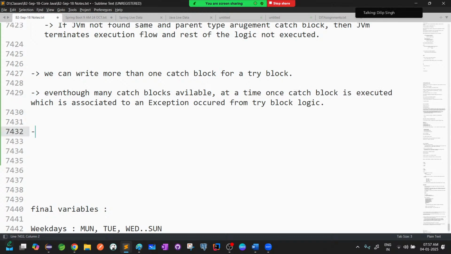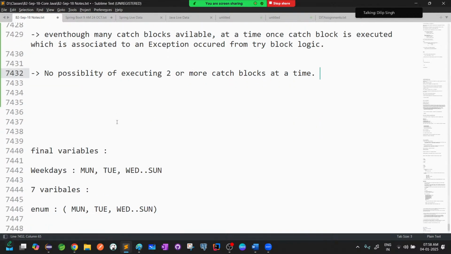There is no possibility at any point of time of executing two blocks at a time. There is no possibility in Java of executing two or more catch blocks at a time.